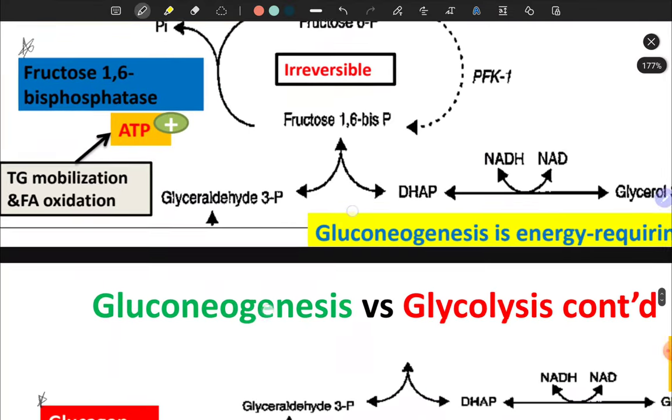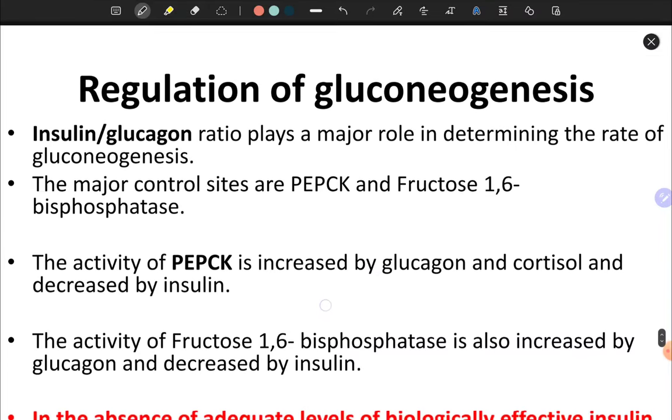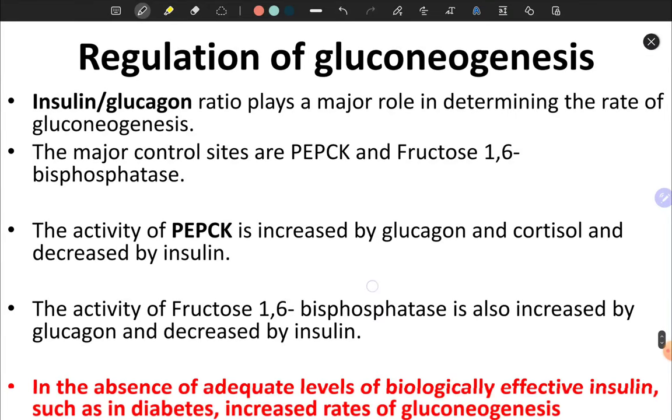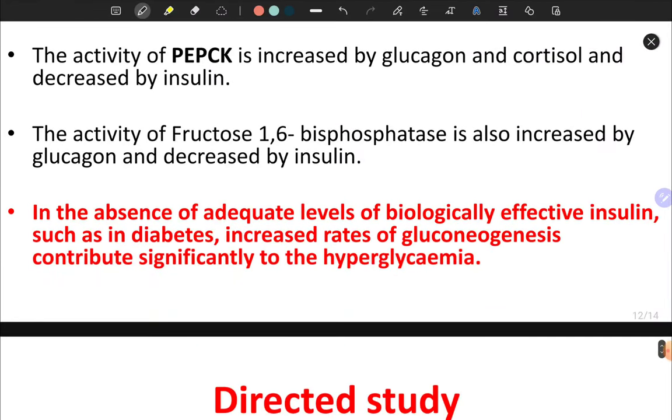Okay. So this is regarding gluconeogenesis. I will skip all these parts because I discussed them for you. Just remember, in the absence of an adequate level of biologically effective insulin, such as in diabetic patients, there will be an increased rate of gluconeogenesis that will contribute significantly to hyperglycemia.